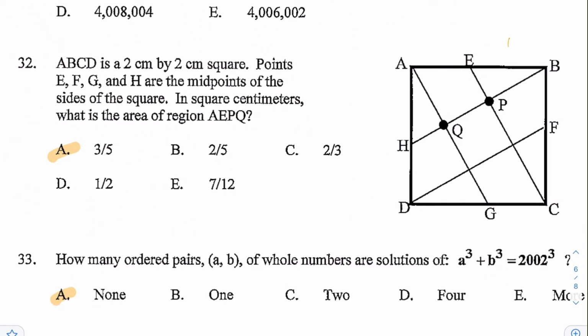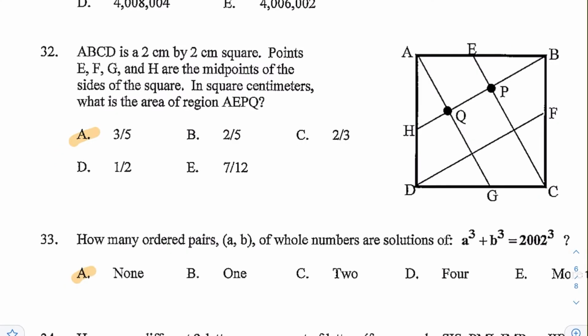Next one, number 32. ABCD is a 2 by 2 centimeter square. Points E, F, G, and H are the midpoints of the sides of the square, and in square centimeters, what's the area of the region AEPQ? So AEPQ is this region here, and I want to figure out the area of that region.